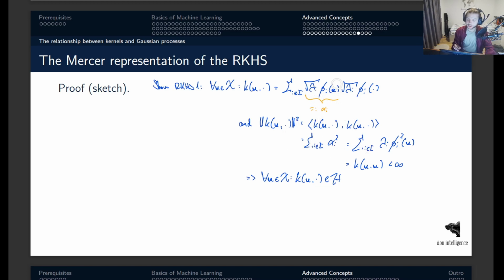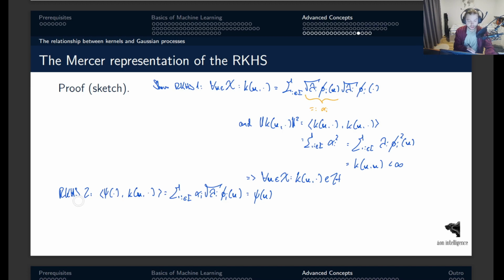So let's do that. We have alpha_i here, and if we square that, we have the sum of eigenvalues associated with an eigenfunction phi_i times the eigenfunction phi_i evaluated for the observation u, to the power of 2. Now if you look sharply at it, you will see that this is the fully evaluated kernel, where both arguments are occupied with the observation u. And this is indeed finite, so we conclude that for every observation in our input space, the partially evaluated kernel function for that observation is in the reproducing kernel Hilbert space H.